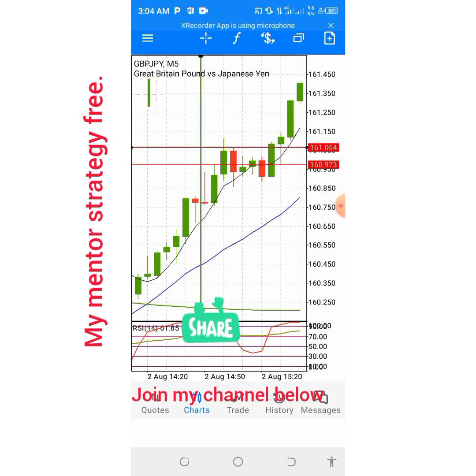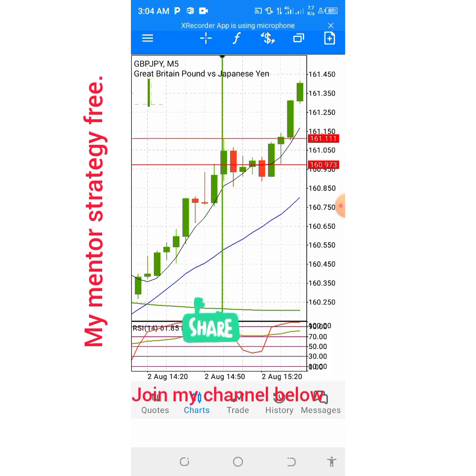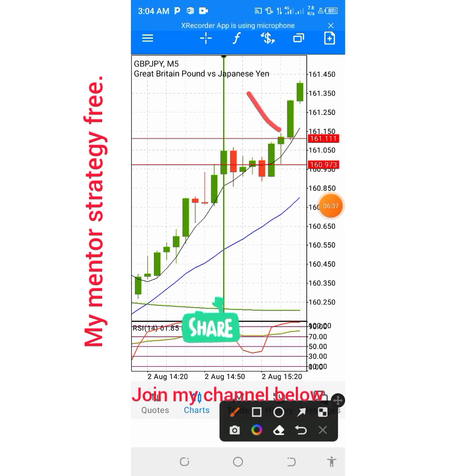Let us see it. Okay, this point. Always be sure you mark them correctly. So at the breakout of that, where did it happen? See it here. This was the breakout to tell us we can now take a buy.